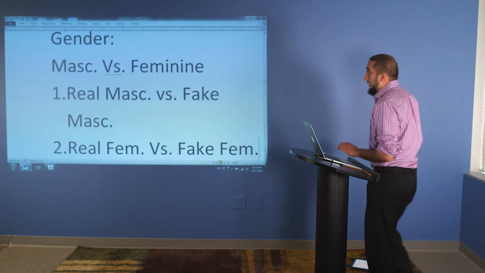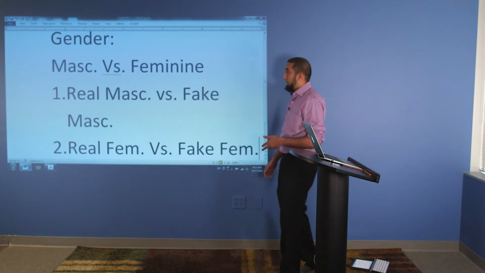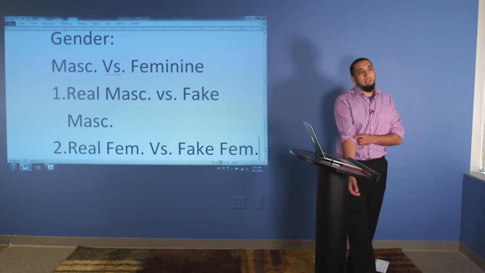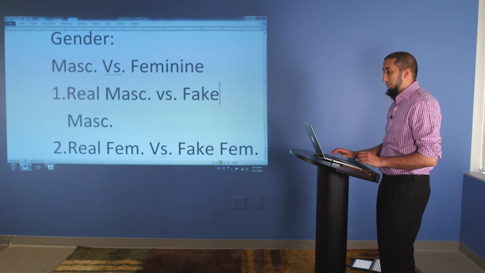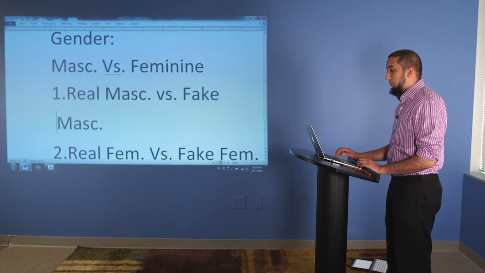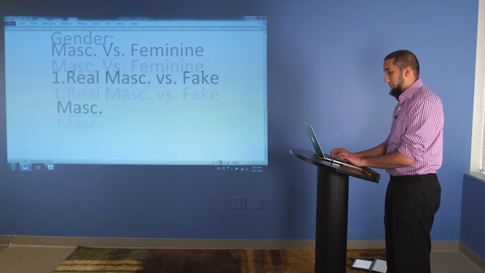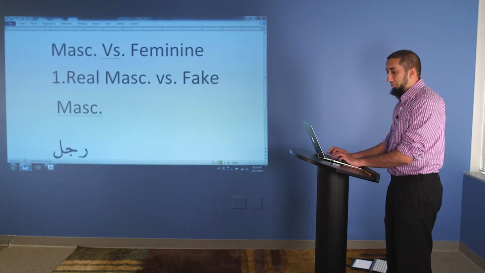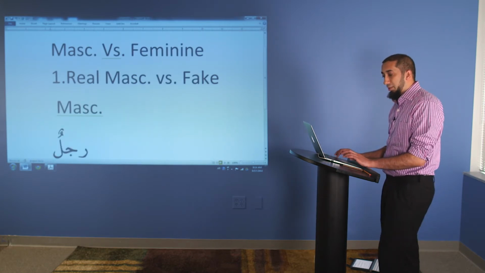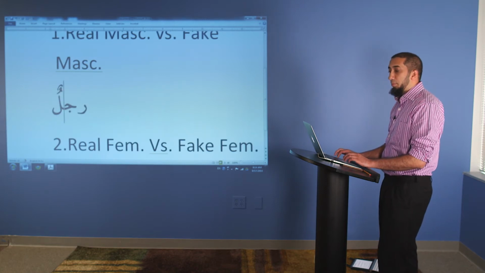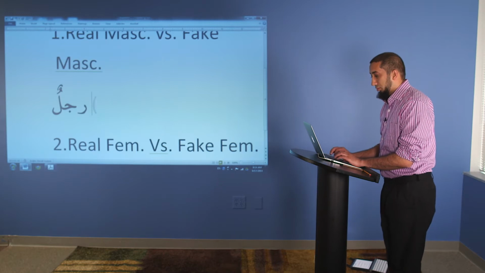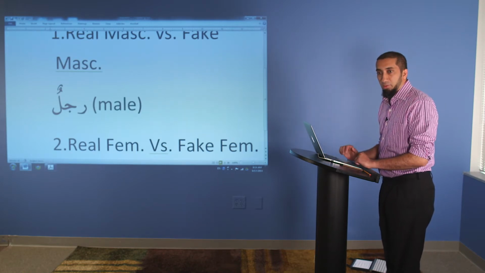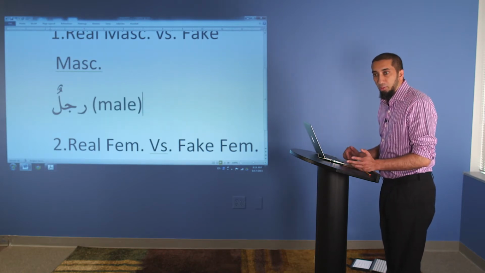So now, real masculine and fake masculine is basically this. If I say a word like rajul, why is the word rajul masculine? Because it means man, and because in reality it is a male. So it's masculine because the meaning is male. When I say male, I'm talking about biology. I'm talking about a gender of a person or a living thing.